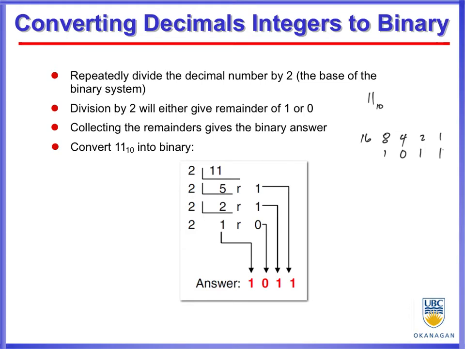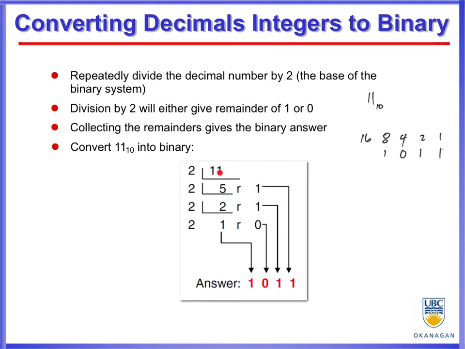The alternate way to do it is what's shown here, which is repeatedly dividing your decimal number by 2, which is the base of the binary number system. Obviously this would work for any number system, decimal to any other number system as well. For instance, hexadecimal, as we'll see, has base 16, so you would divide the decimal number by 16 to convert to hexadecimal. But in this case, we're dividing by 2.